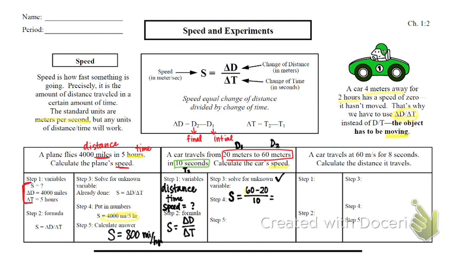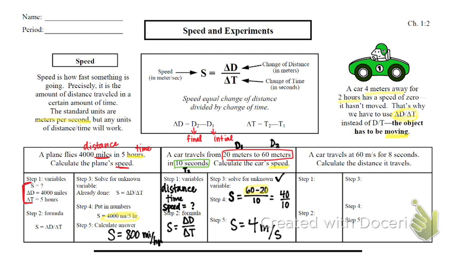And then we'll go ahead and do this. What is 60 minus 20? 40 over 10. 20. So we're going to actually solve it for step 5. 40 divided by 10 is just 4. And then what are our units? Meters for the speed or the distance, second for the time. Okay? Questions about that one?